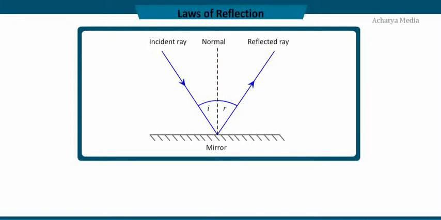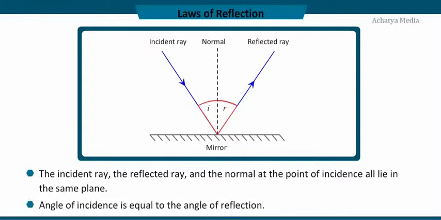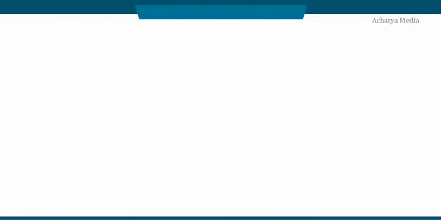Now, the law of reflection states that the incident ray, the reflected ray, and the normal at the point of incidence lie on the same plane. Further, it states that the angle of incidence is equal to the angle of reflection, where I is the angle of incidence and R the angle of reflection.